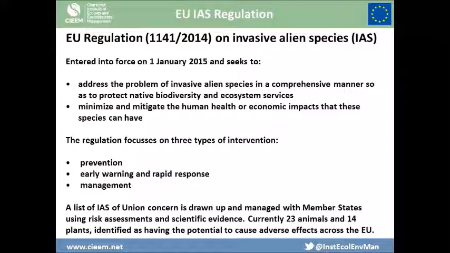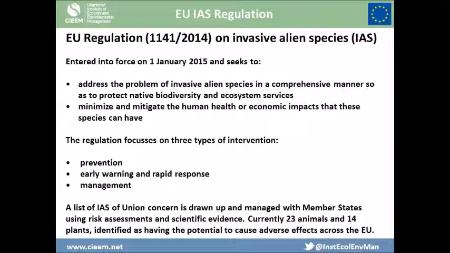And these responsibilities emanate from a number of pieces of legislation and regulation. An important one to start off with is the European Regulation on Invasive Alien Species. 2015 was when it entered into force, and it seeks to address the problem of invasive alien species in a comprehensive manner, an approach that we've talked about already, so as to protect native biodiversity and ecosystems, but goes further than that in terms of looking to protect human health, economic impacts, and so on. So it is a very comprehensive piece of legislation and recognises the importance of prevention, early warning and rapid response, and the need for management.